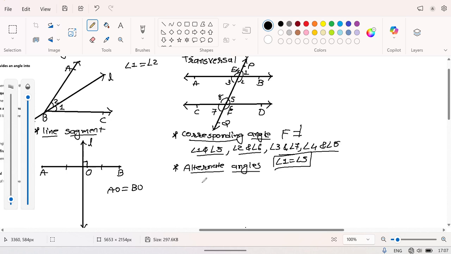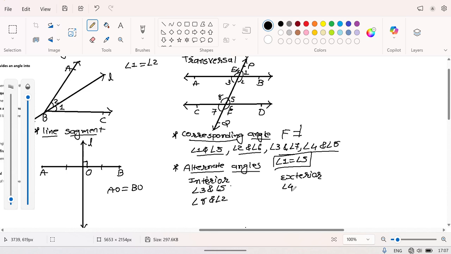The next one is the alternate angle. There are two types of alternate angle, one is interior, one is exterior. First we talk about the interior and the exterior. The alternate interior angles are angle 3 and angle 5, and angle 8 and angle 2. Both are pairs of alternate interior angles.